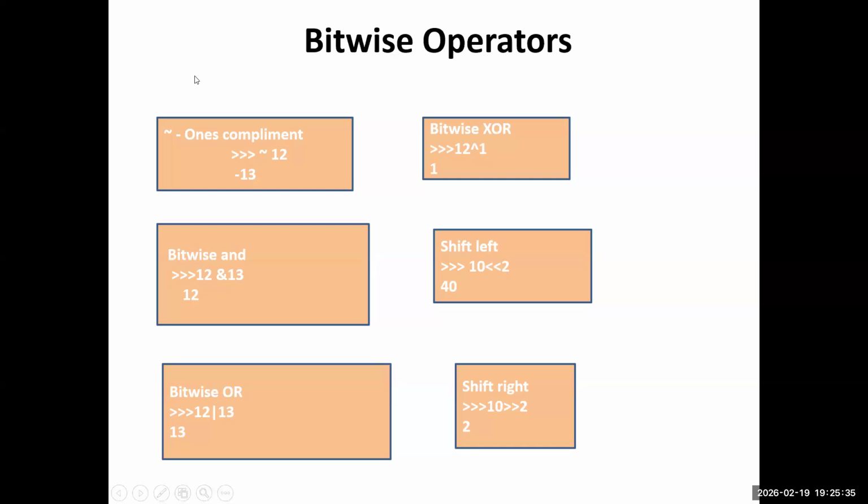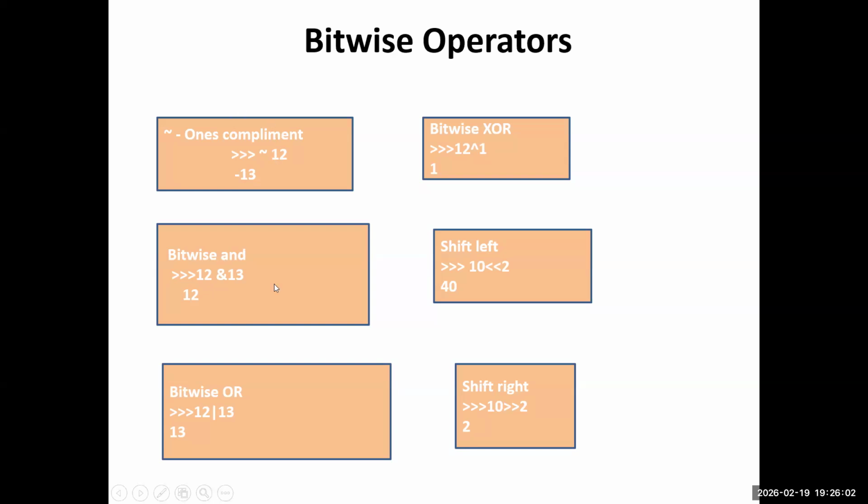If you give an input 001, the output is 110. Wherever there is 0, the 0 becomes 1 and 1 becomes 0. That is what we call one's complement. If you want to get the result like that, you go for the tilde operator for a given value. So this is for one's complement. This is the first operator.